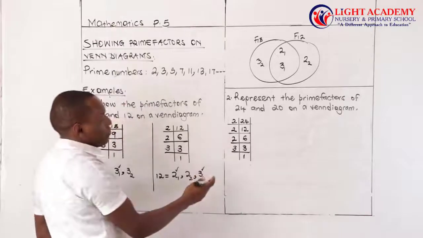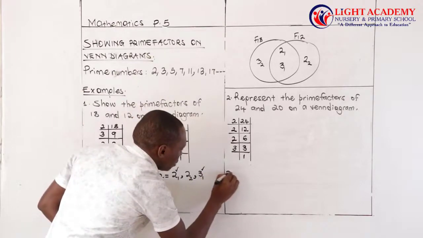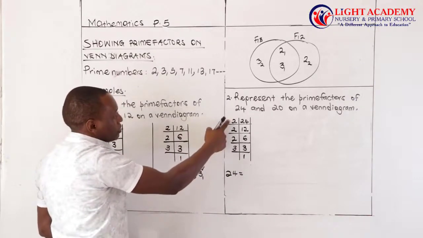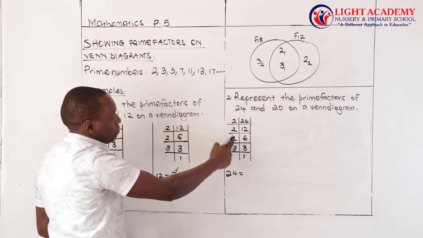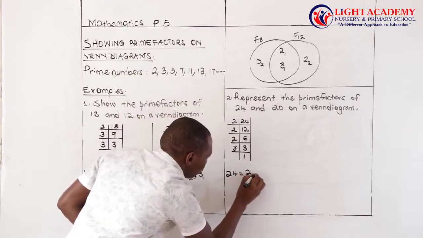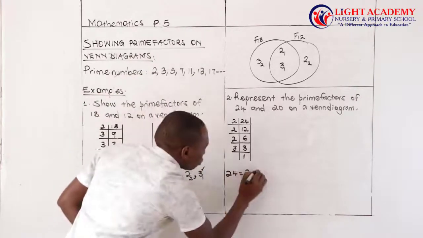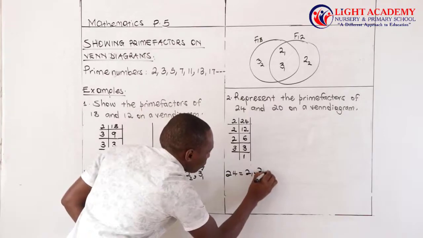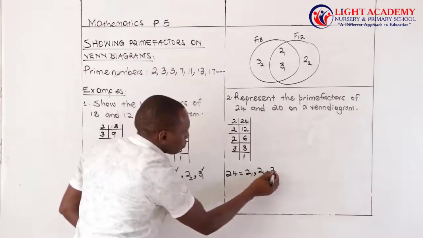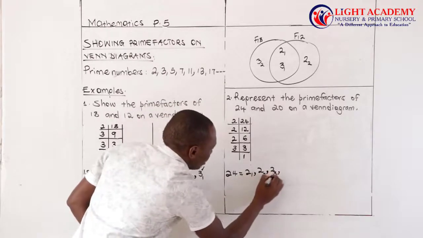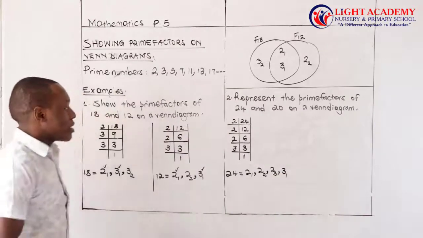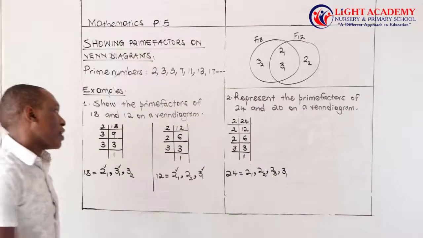So for that case, what am I supposed to do? I will write the prime factors of 24 as 24 is equivalent to 2. I'm seeing 2 for the first time, 2 for the second time, 2 for the third time. So I'm going to write it as 2 for the first time with a comma, 2 for the second time, then 2 for the third time, then 3 is there for just one time, 3 for one time. So I've gotten the prime factors of 24, right?